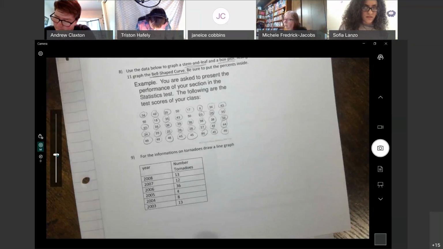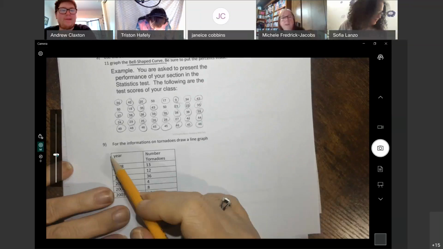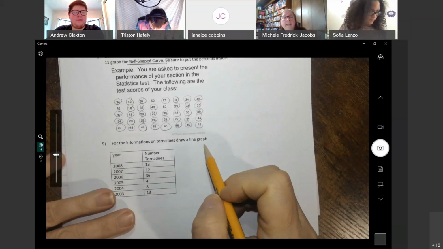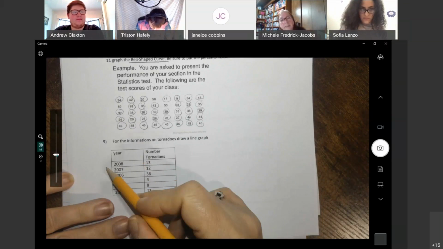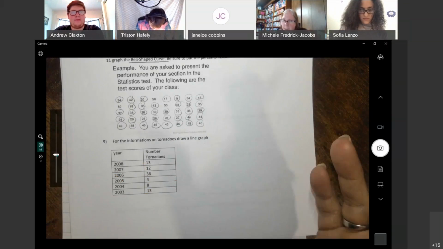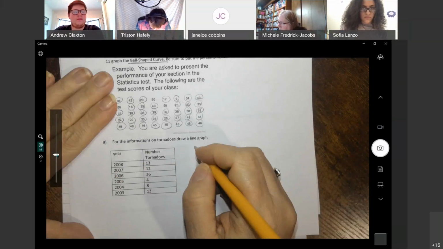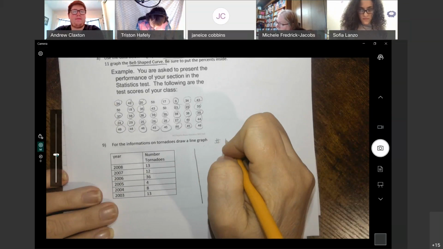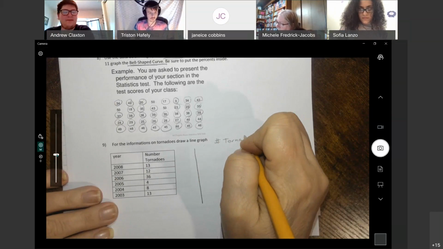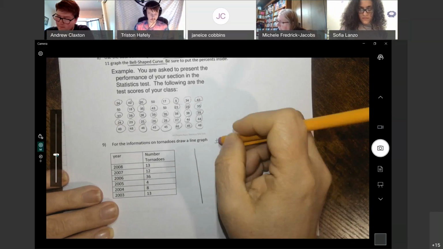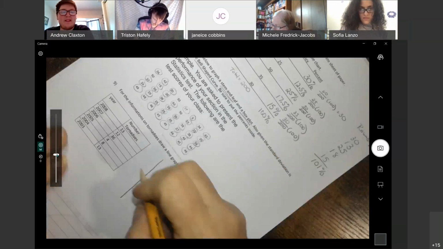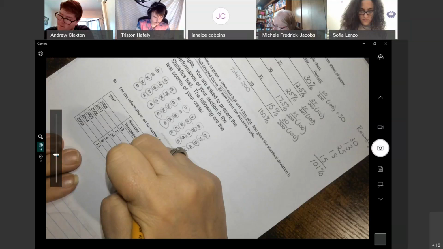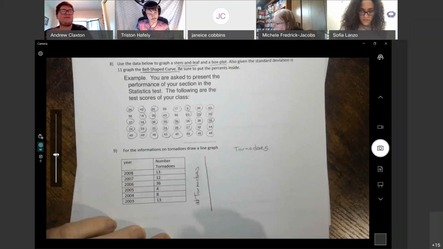And I think I can just graph this on here. For the information on tornadoes, draw a line graph. Notice that this is time. Line graphs are almost always time. So what we do is, or we could just call it tornado. You should also always have a title. This would be the number of tornadoes. And this would be the year.